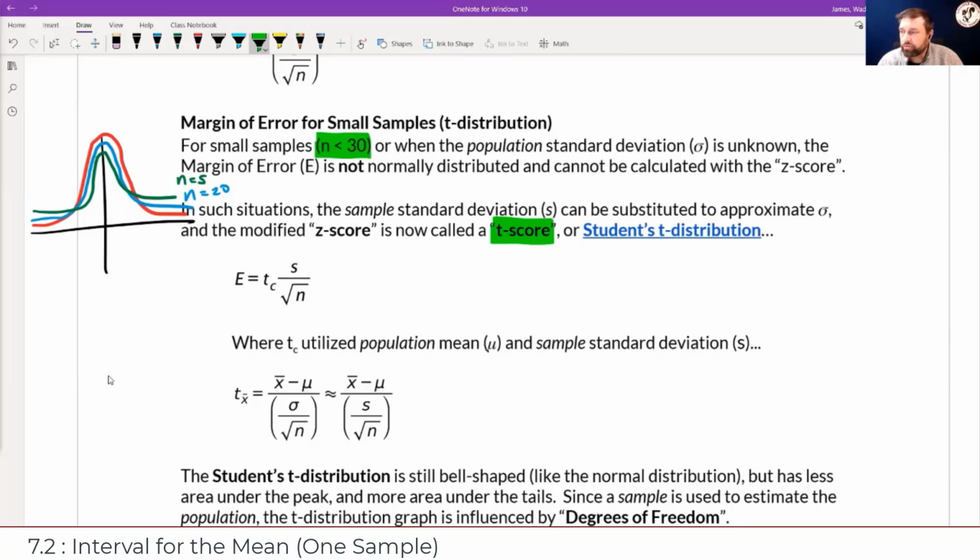But what you do is you go out and you find this t-score, and we're going to show you how to do that in just a little bit. And then you take the standard deviation from your sample and you divide it by the number of items there are. So this is familiar. This is something that you've seen before. The t-score, it's what's different. So how do you find this t-score?